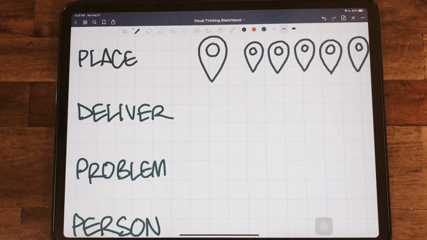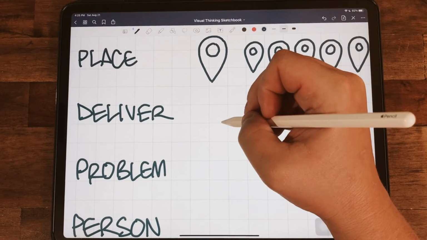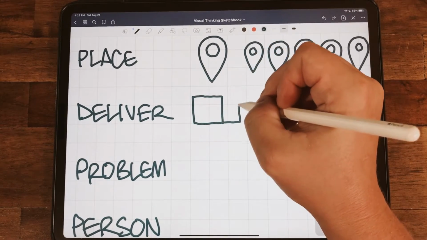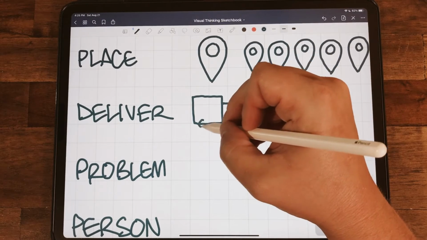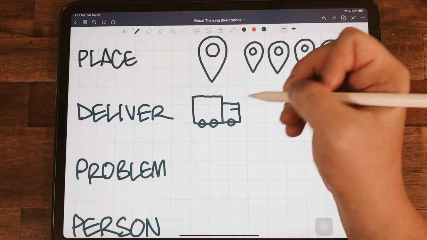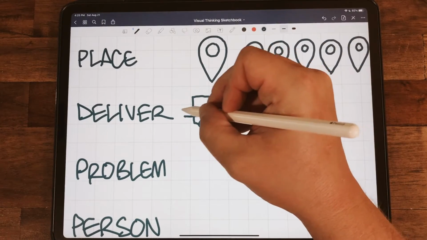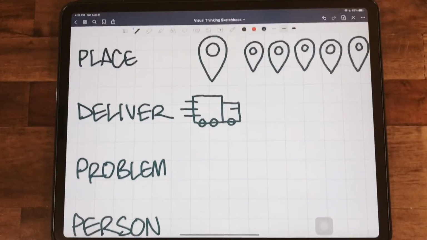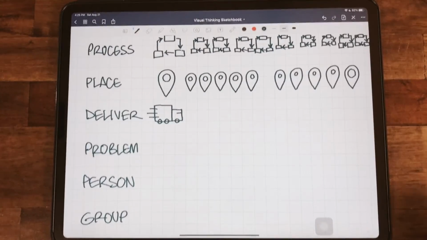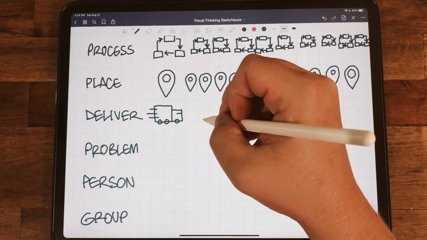For deliver, let's draw a delivery truck. Start with a square, then a second smaller square to the right. Draw 3 small circles on the bottom lines. Lastly, let's add a dash for a windshield and 3 lines off the back to show speed. Do this 15 times.